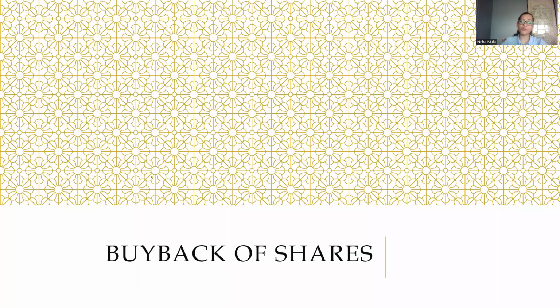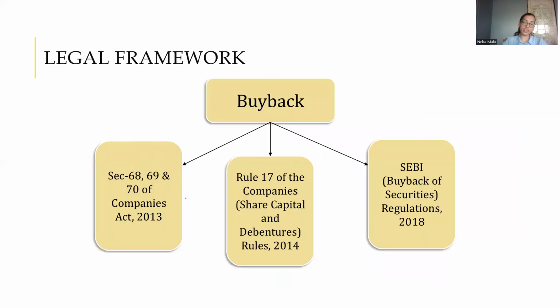Next, let's move ahead with the second mode of distribution of accumulated profits to the shareholders, that is by way of buyback. Now, the legal framework that revolves around buyback is Sections 68, 69, 70 of the Companies Act, which is to be complied with by all companies, whether listed or unlisted. Next, there is Rule 17 of the Companies (Share Capital and Debentures) Rules. And in case of listed companies, they also need to comply with the SEBI Buyback of Securities Regulations, 2008. So all companies have to comply with Sections 68, 69, and 70 of the Companies Act and Rule 17, and in case of a listed company, there is an additional requirement of complying with the SEBI Buyback of Securities Regulations.